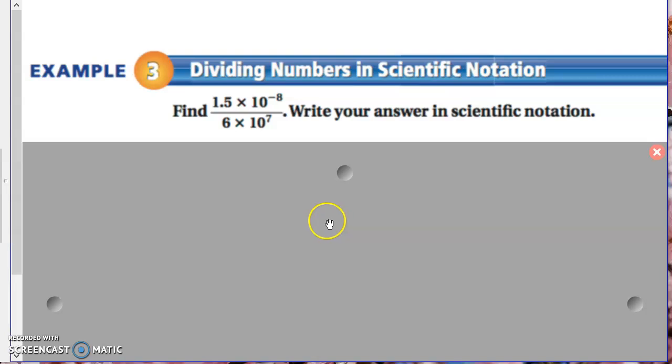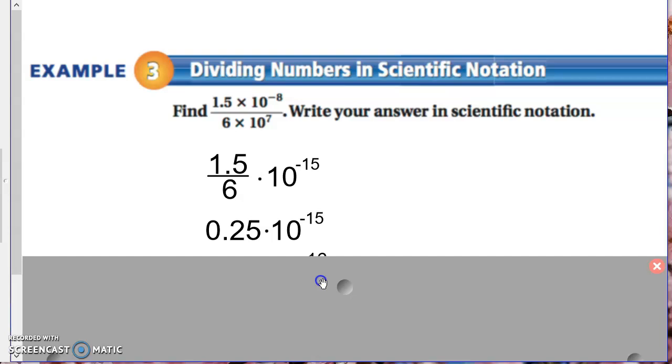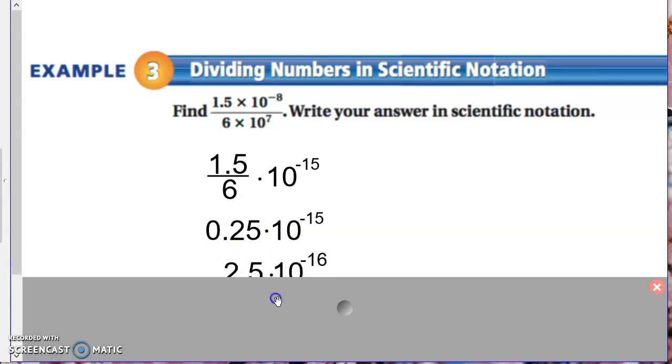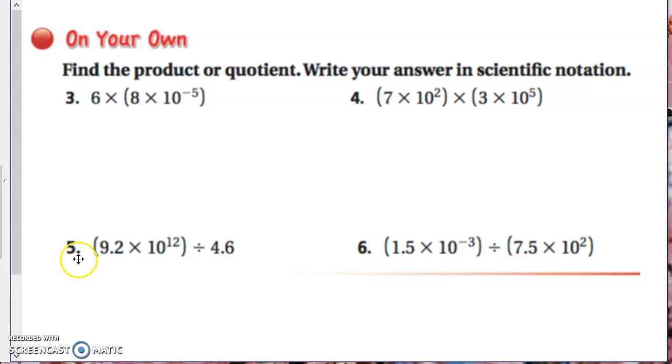Example 3, we are dividing, and very similar to the multiplying, what I'm going to do is divide these numbers, and then when I have numbers with the same base, I subtract my exponents. So that's going to give me 1.5 divided by 6, of course, and then negative 8 minus 7 is negative 15. Well, then 1.5 divided by 6 will, of course, be 0.25 times 10 to the negative 15th. Well, this unfortunately is not written correctly in scientific notation, so I have to move that decimal one more place, which then gives me 2.5 times 10 to the negative 16th as my answer in scientific notation.